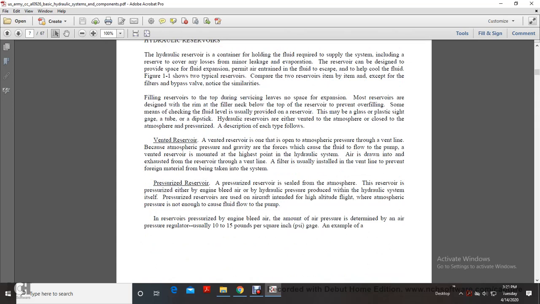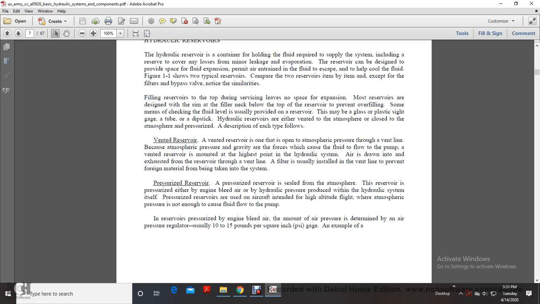Vented reservoir. A vented reservoir is one that is open to atmospheric pressure through a vent line. Gravity is the force which causes the fluid to flow to the pump. A vented reservoir is mounted at the highest point in the hydraulic system, and air is drawn into and exhausted from the reservoir through the vent line. A filter is usually installed in the vent line to prevent foreign material from being taken into the system.